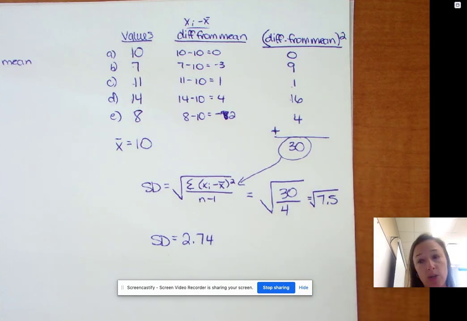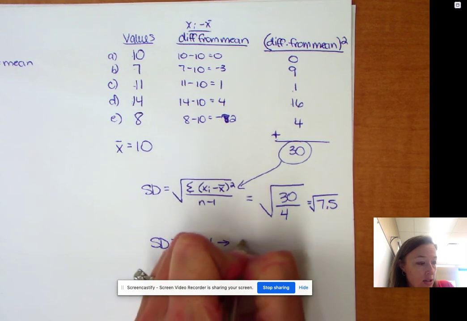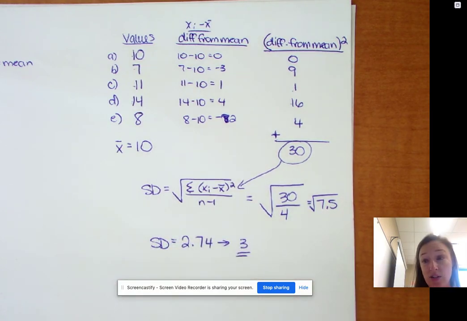But honestly, when you get to graphing, it is going to be in your best interest to round that bad boy to the nearest whole number. So I would just say the standard deviation is 3. That's going to make it a whole lot easier when you're graphing. And so my next video is going to talk about graphing standard deviation, and also talk about standard error and graphing standard error.